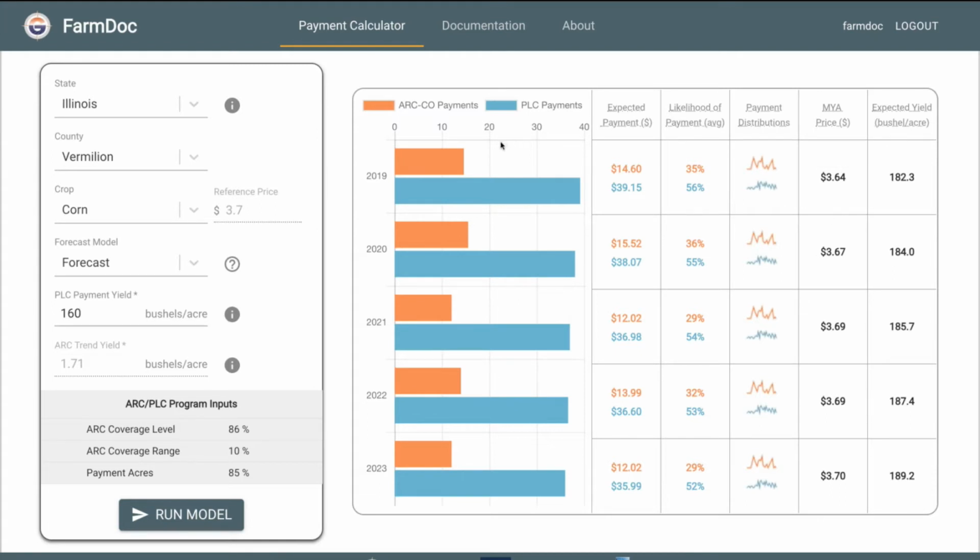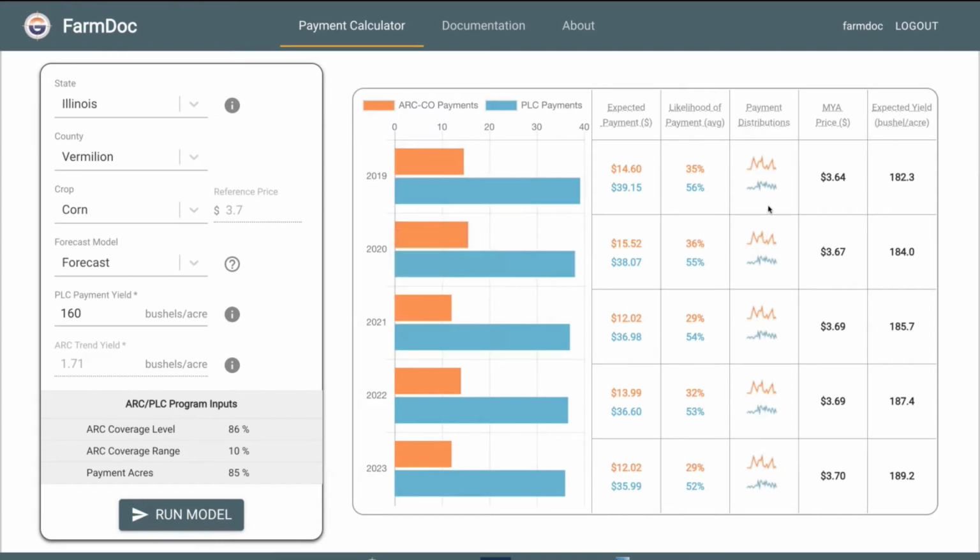So in that scenario, Gary, we run $3.64 MYA and a 182.3 yield average. We would anticipate the potential for an ARC payment of $14.60 per base acre. We think there's a likelihood of payment of about 35% based on the modeled output. By comparison, for PLC we are estimating $39.15 and a 56% chance of that payment. So that's what you're seeing here, our estimates of these payments.